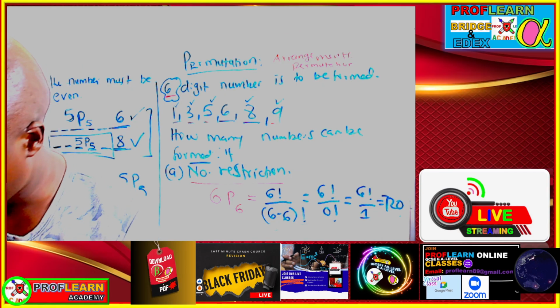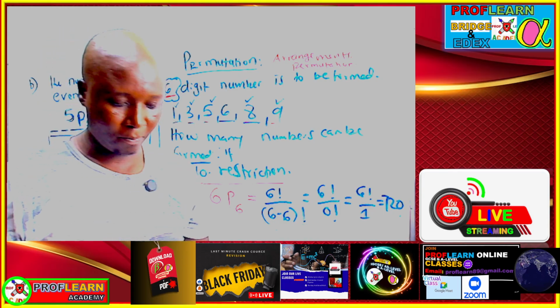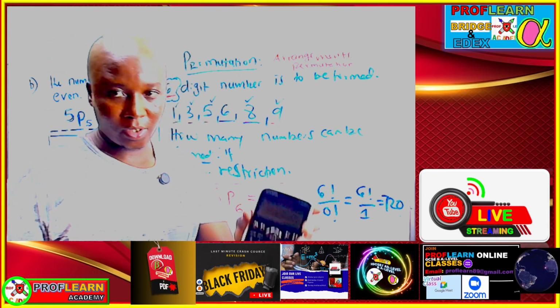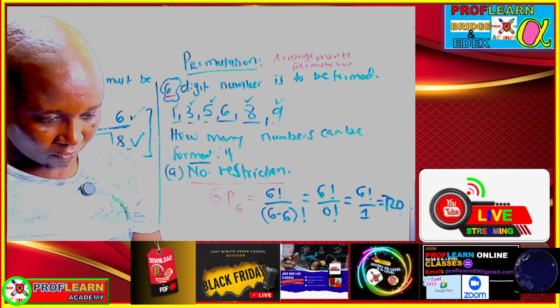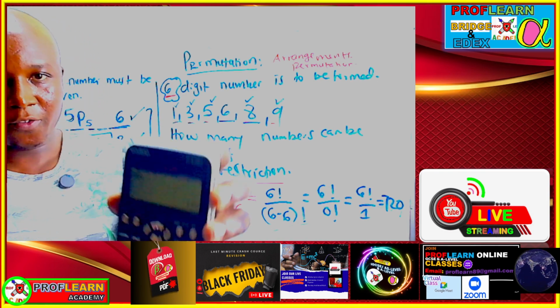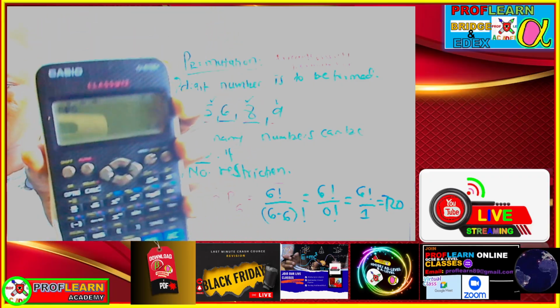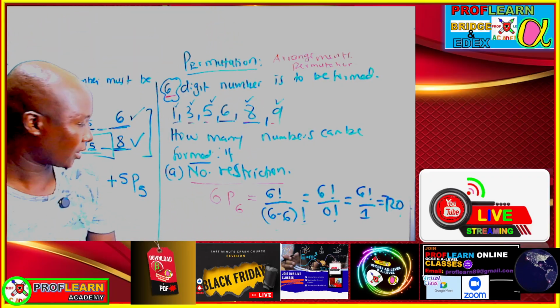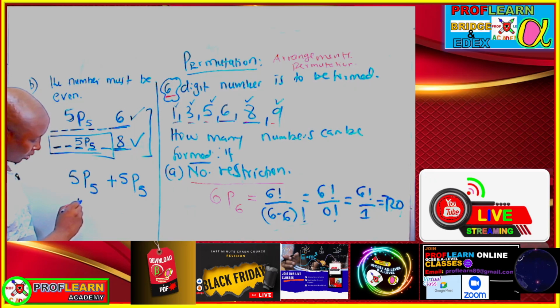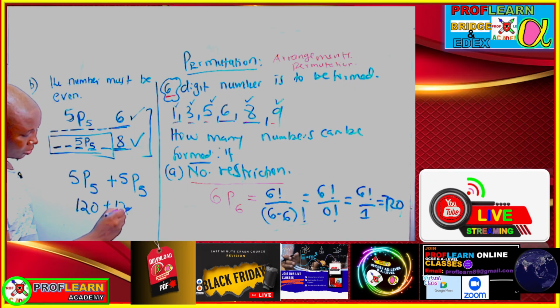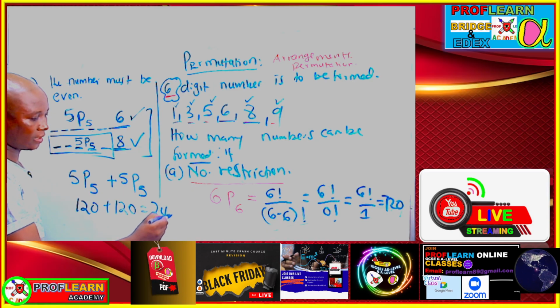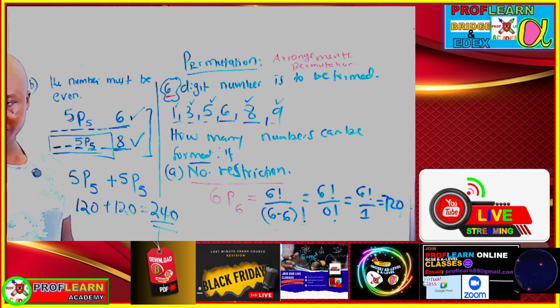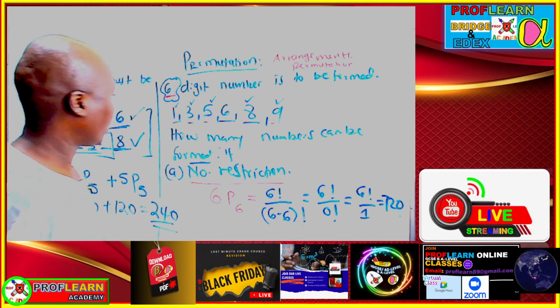And you can use your calculator to perform permutation. 5 permutation 5, if you work it out, is going to give you 120. So this is going to be equal to 120 plus 120, and that is equal to 240.